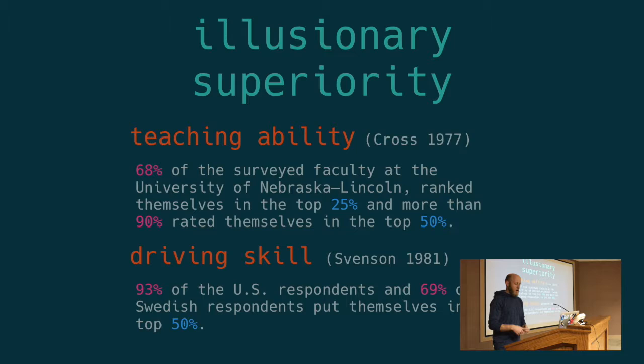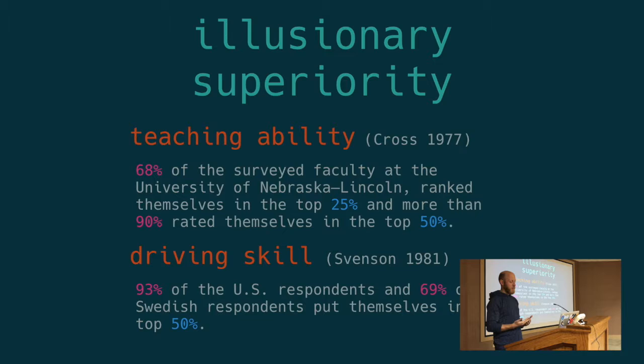Another thing to keep in mind when you start thinking about re-implementing features that are in a dependency is this idea of illusory superiority. This isn't actually related to programming or statistics at all. This is a general psychological phenomenon where people often overrate their own abilities in given tasks.